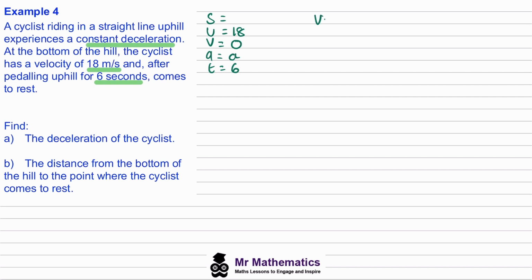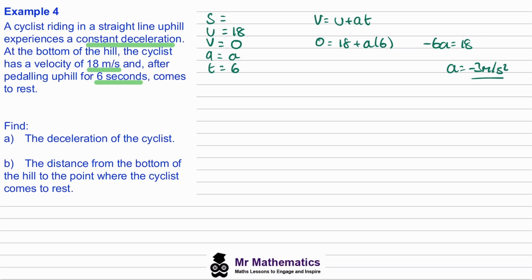So we'll use the formula v will equal u plus at. So 0 will equal 18 plus the acceleration multiplied by the time of 6. So negative 6a will equal 18. a will equal negative 3 meters per second squared.